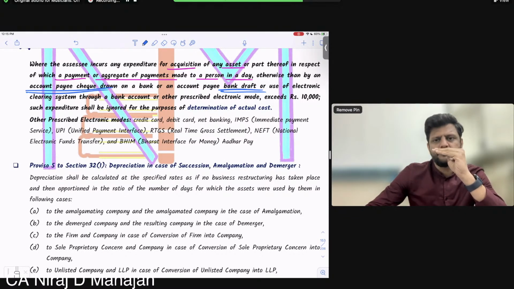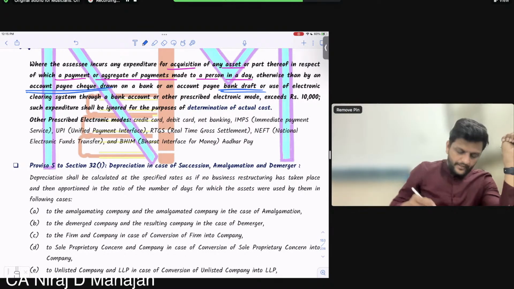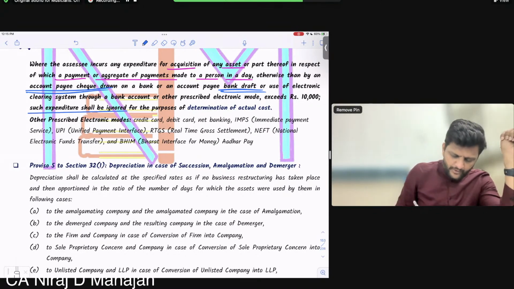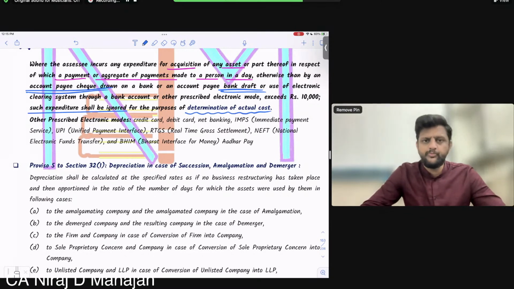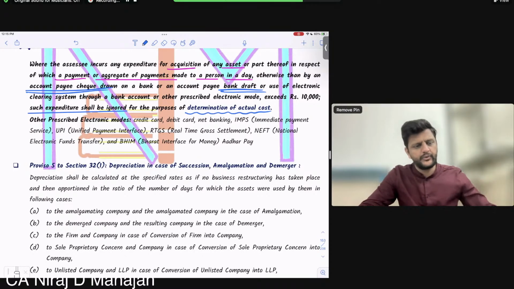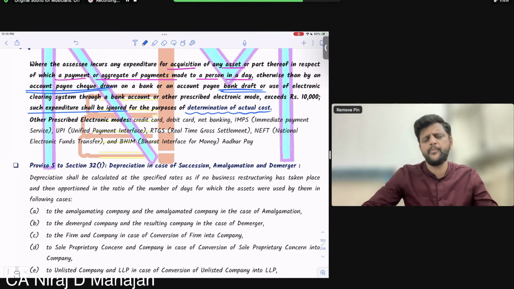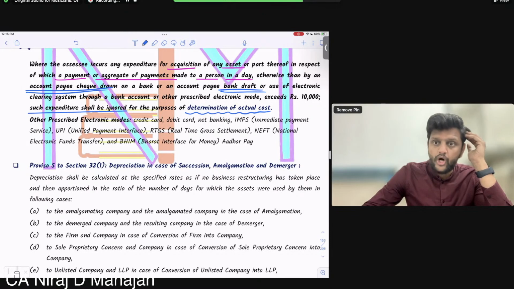If it exceeds rupees 10,000, then such expenditure shall be ignored for the purpose of determination of actual cost. Means what? Basically, what are they trying to tell you? There is a big restriction on modes of payment. Very important. A big restriction on modes of payment.